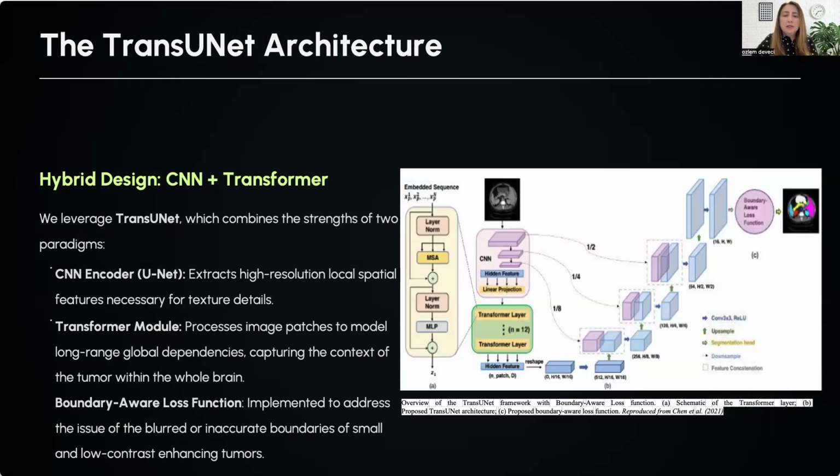On the right side of the picture, shown as C, I implemented the boundary-aware loss function to address the blurred or inaccurate boundaries of small and low contrast enhancing tumors. The key part of this approach is the combined Dice, cross entropy, and boundary-aware losses.